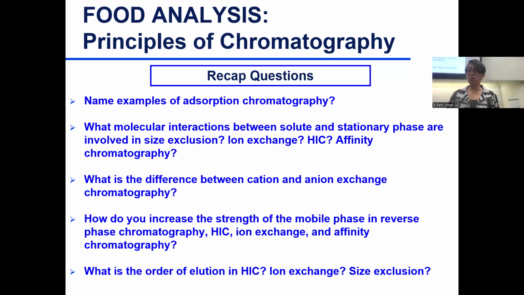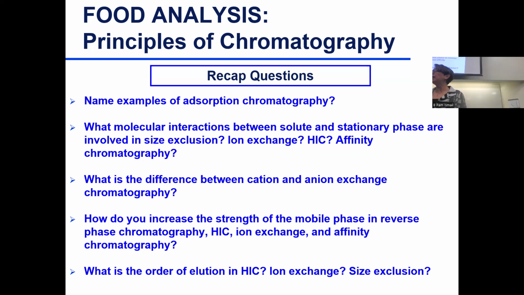In affinity, we haven't talked about it. You can notice that I didn't put increased strength of mobile phase in size exclusion. This will come. You can't increase strength of mobile phase in size exclusion. Anybody wants to guess why? In size exclusion, why the mobile phase doesn't matter? Isn't it based on size of the particles? Yeah.